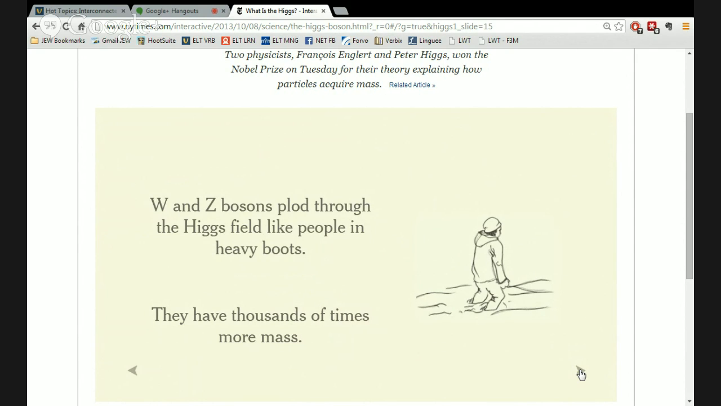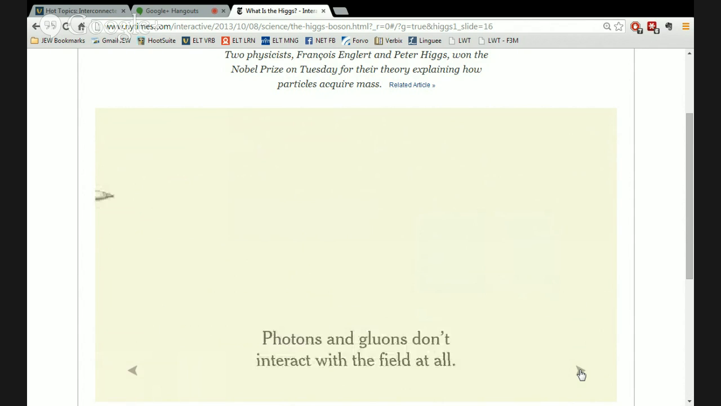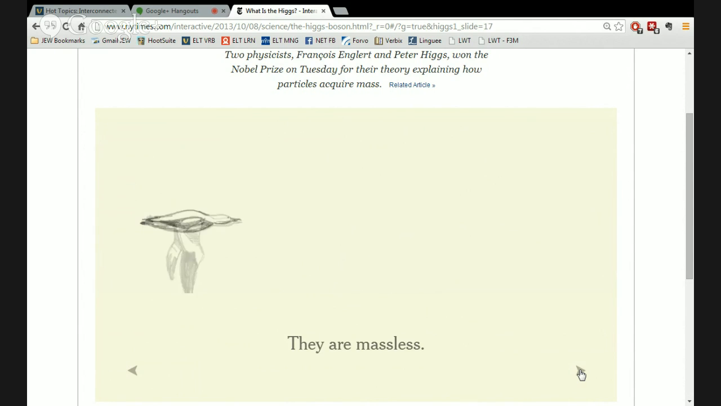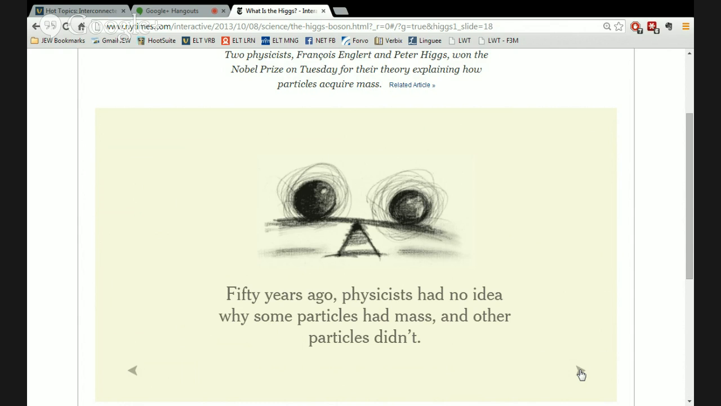Plod means to walk heavily. If you plod along, your feet are going stomp, stomp, stomp. Okay, and Yuki? Photons and gluons don't interact with the field at all. So they're like the birds flying over. Keep going, Yuki. They are massless. Massless. Okay, good. And Artur?